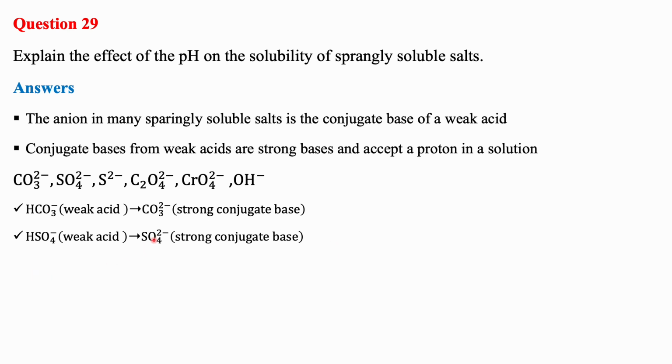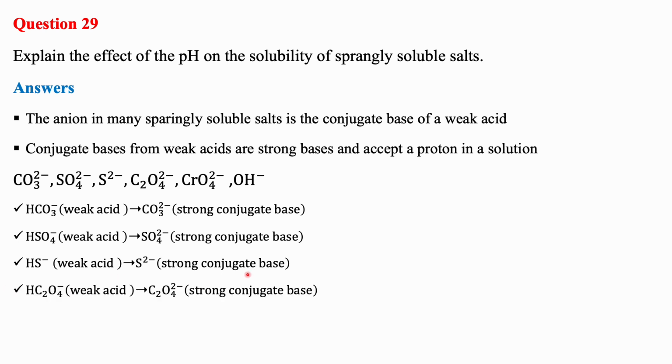So this one comes from this one. Then this one is also a weak acid, it will produce a conjugate base. This one is a weak acid, it will produce a strong conjugate base. So here also you have a weak acid, strong conjugate base. I'm showing you where they are coming from. They are the conjugate bases, and they are strong conjugate bases because they are coming from these weak acids.